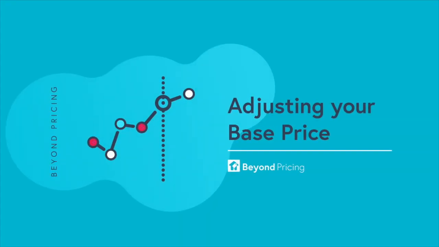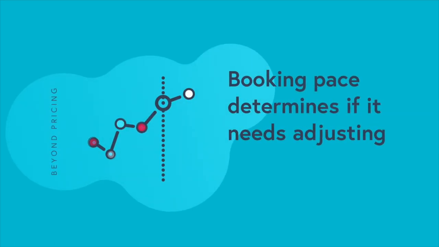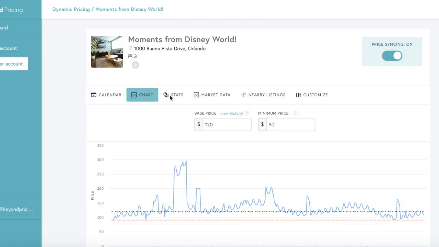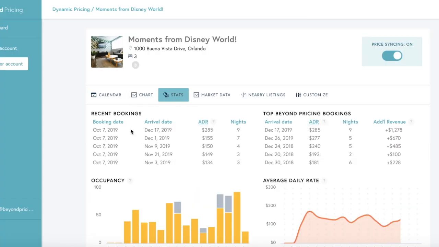So now that you have a good starting base price, the next step is to watch how well your property books at this base price to help you determine if you need to adjust it. The majority of users will not have the same base price they've started with after a few months. In monitoring your listing, if you received several bookings in a week, this is a good indication that you are underpriced and you need to increase your base price. If you haven't received any bookings in the last week, this is a good indication that you are overpriced and you need to decrease your base price.